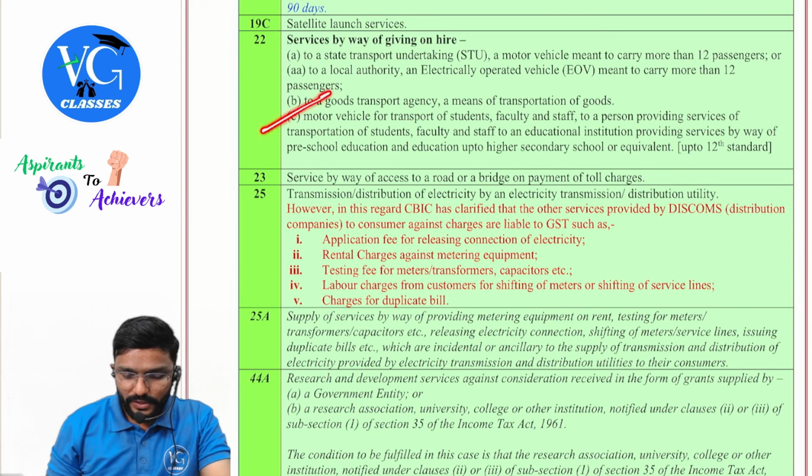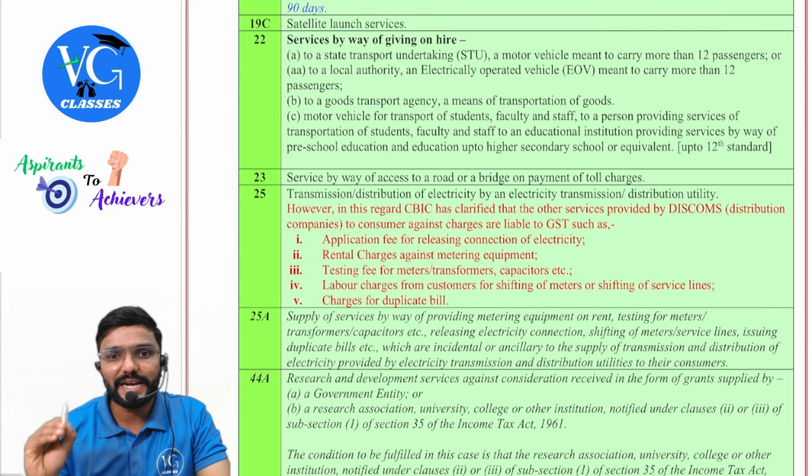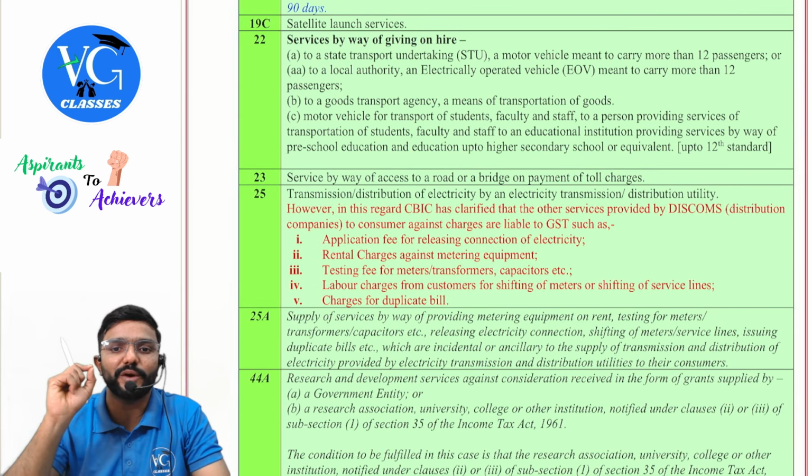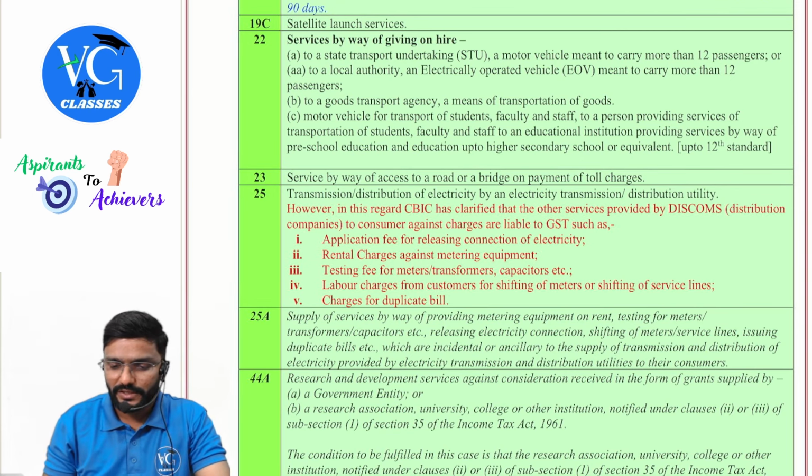Next, motor vehicle for transport of students, faculty, and staff to a person providing services of transportation of students, faculty, and staff to an educational institution, providing services by way of preschool education and education up to higher secondary school or equivalent. Sir, what is it?